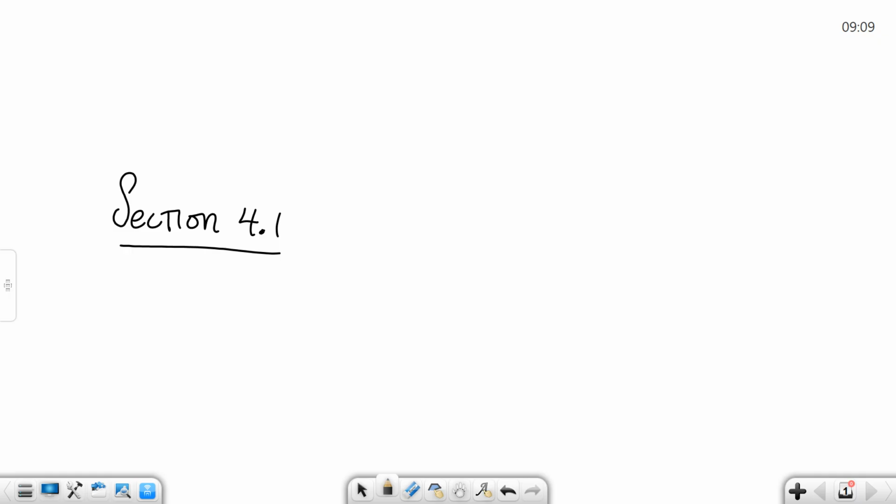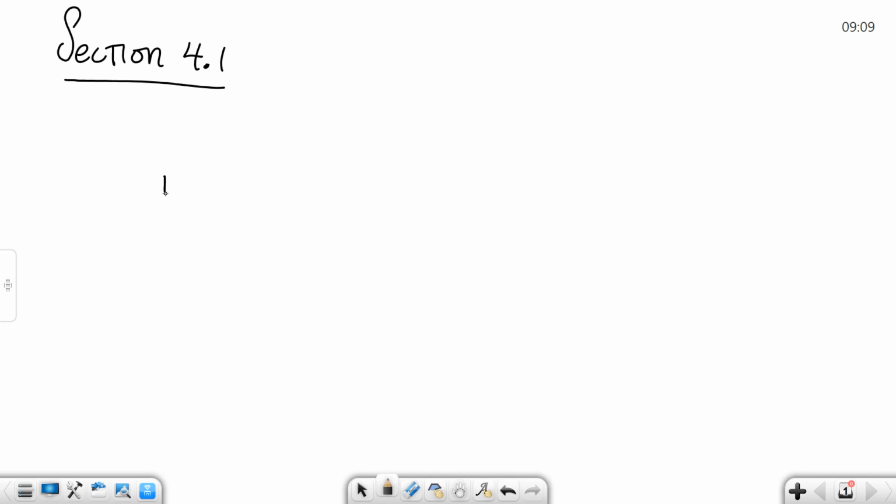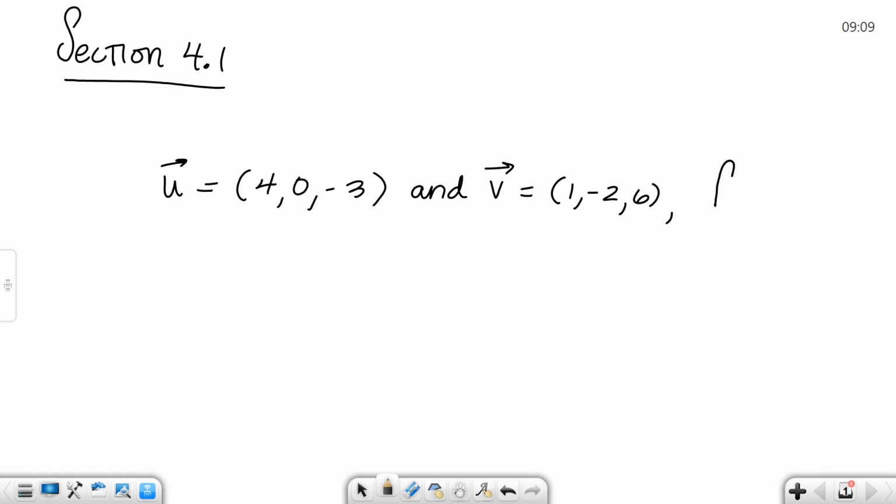And now we're to the example where it says if u equals 4, 0, negative 3, and v equals 1, negative 2, 6, find u plus v and v minus 2u. Okay, so I'm going to get you guys to go ahead and do that, and I'll catch up.